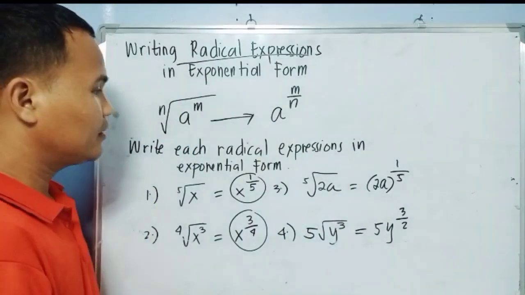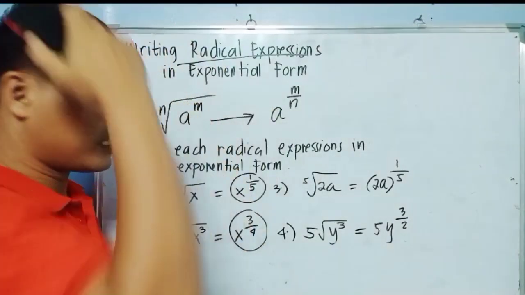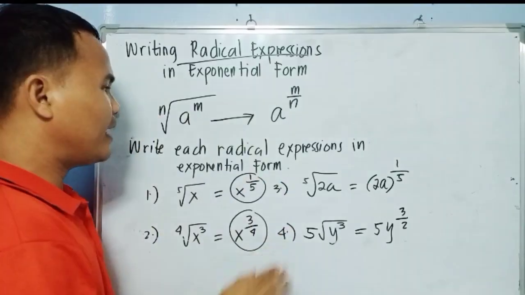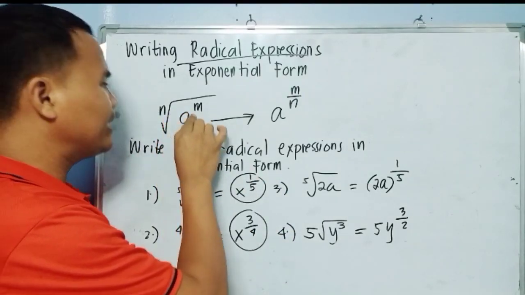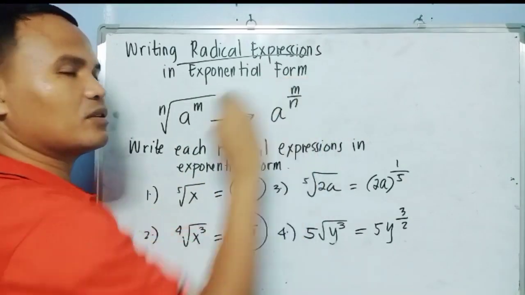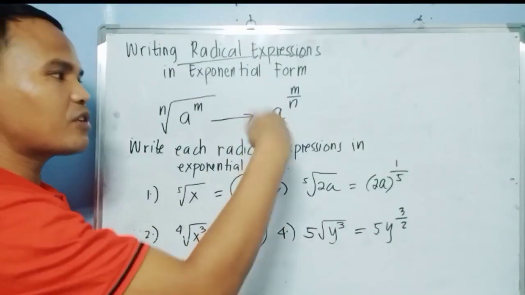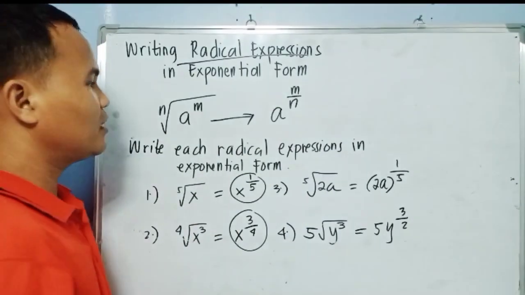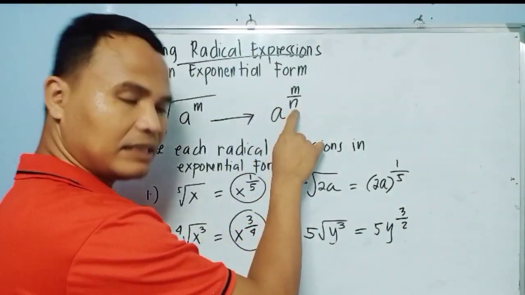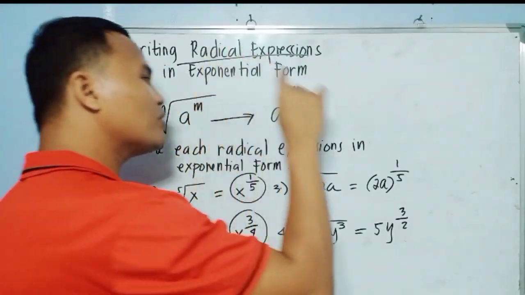So mao ni siya ang process in writing radical expression into exponential form. So again, whatever your radicand is, that is our base. Ug muna ang atong exponent nga fraction. Kung sa pagsulat ang fraction sa exponent, your index will be the denominator, your exponent of the radicand will be your numerator.